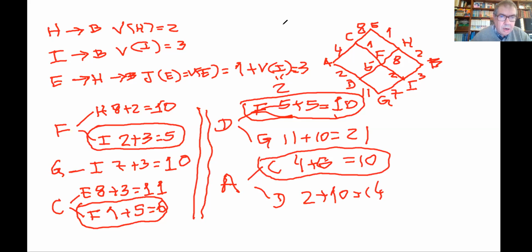So if you start now at A, where should you go? You should go to C. And from C, you should go to F. Okay, from A, you should go to C. From C, you should go to F. And then at F, you should go where? You should go to I. And from I to B. Okay, so this is the optimal path.